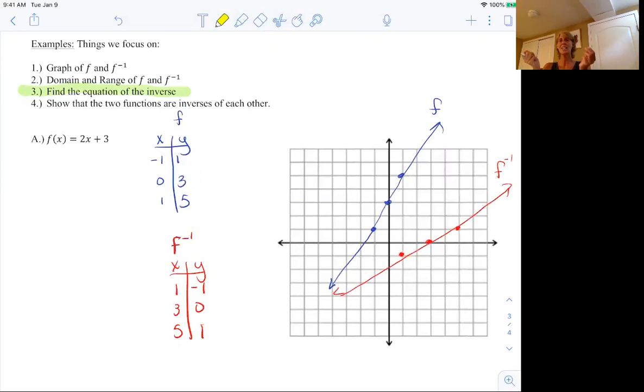When we switch x and y, some of you may remember from your geometry class, it's like reflecting over the line y equals x. So you can sort of see that reflection.